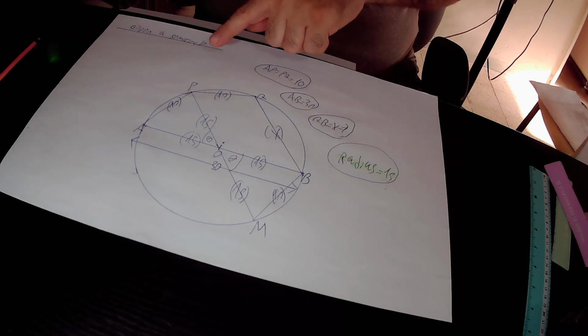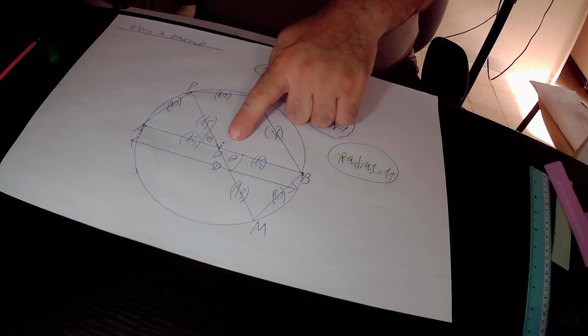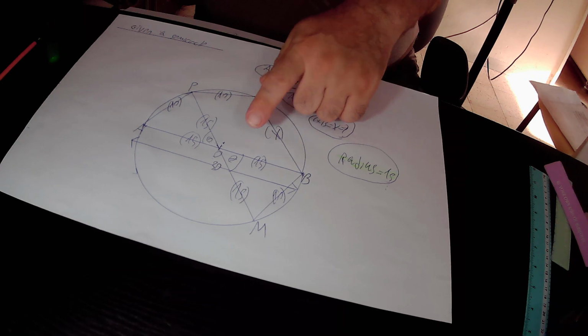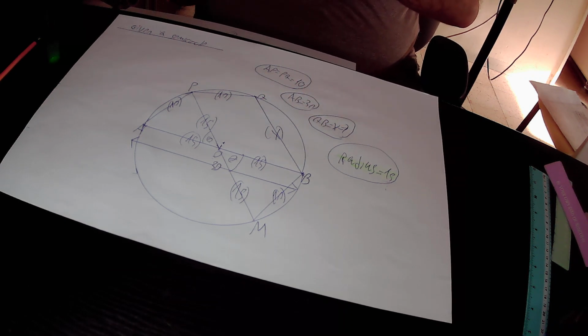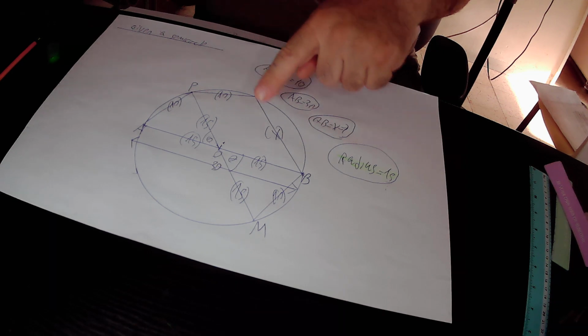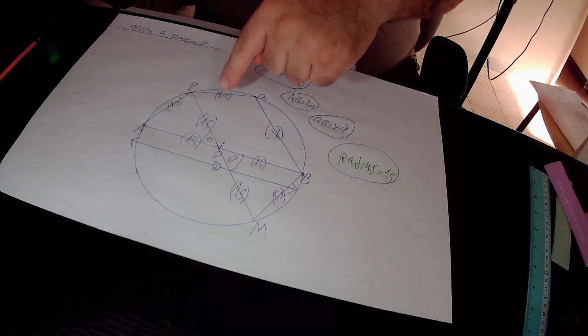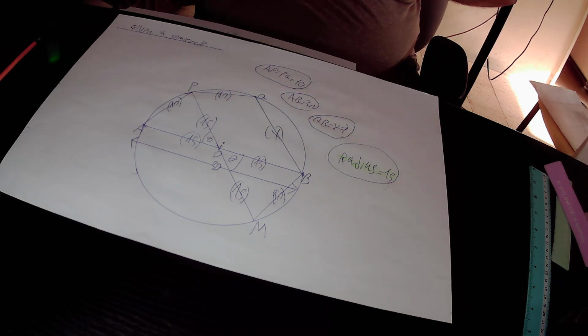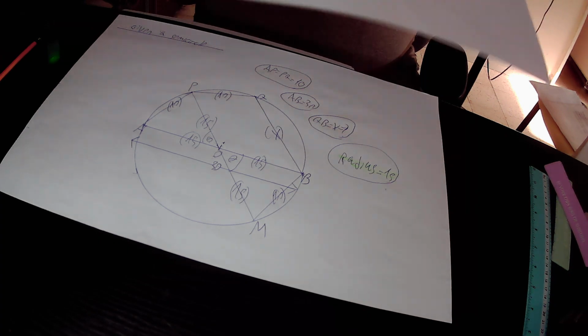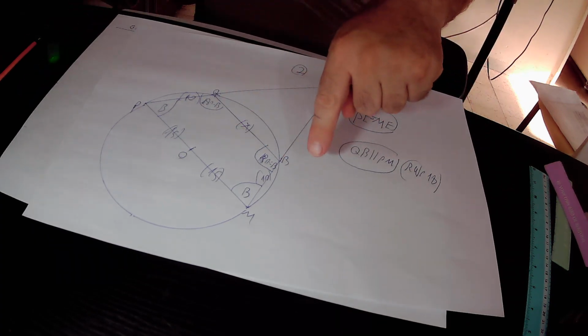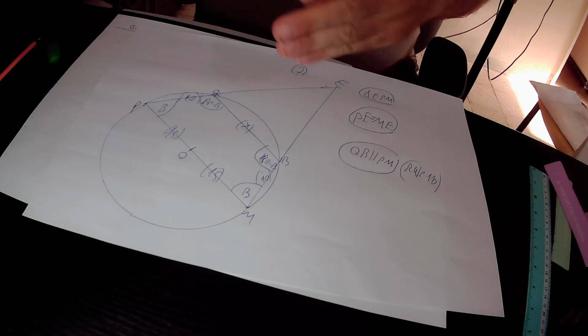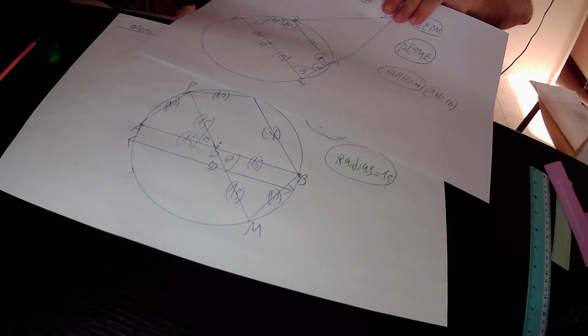Chord PM passes through point O, that is the center of the circle, and we know that any chord that passes through the center of the circle must be the diameter of the circle. Therefore, PM is the diameter of this circle. So in the next step, I copy this semicircle with the diameter PM and analyze this semicircle. So this is the semicircle with the diameter PM that I copied from the original drawing.